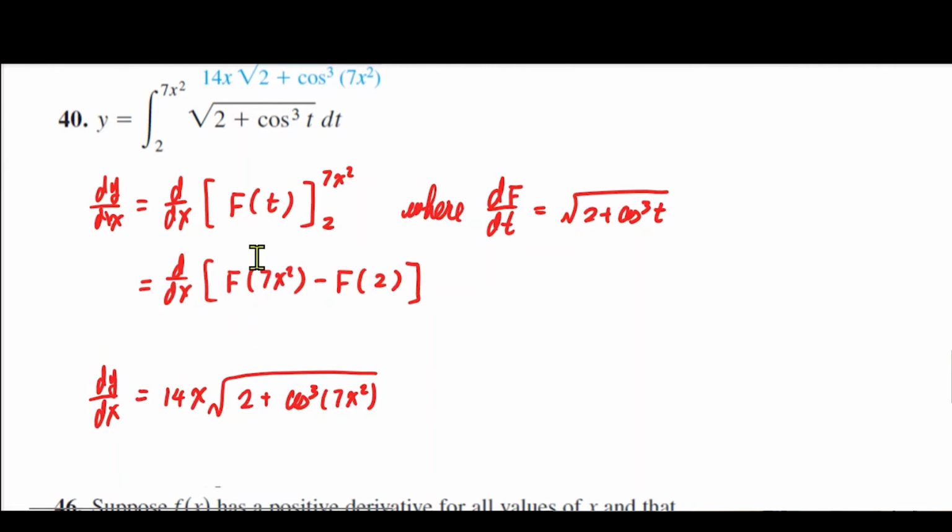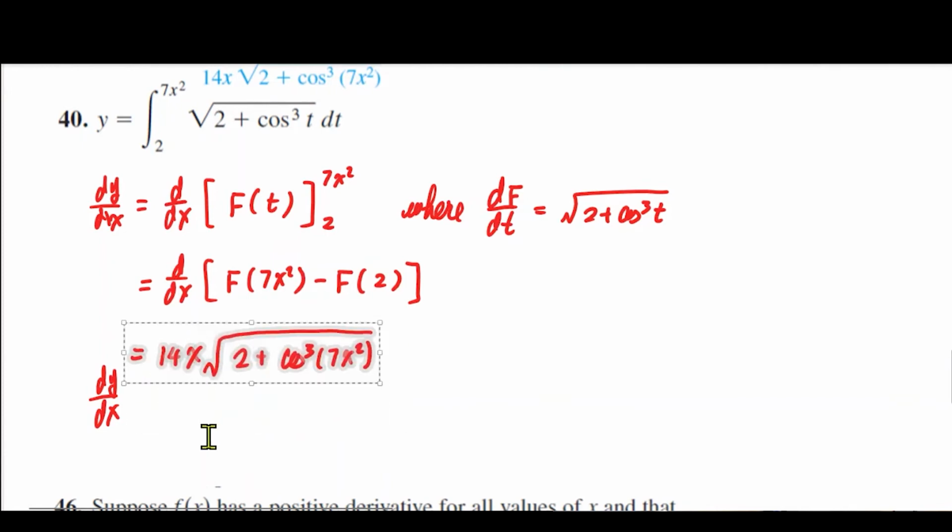Then the most common question is, what happened to this? Well, this is a constant, so when you take a derivative, it dies. So we just have this. You get it? And I'm going to delete this thing. How about that? Are we good?